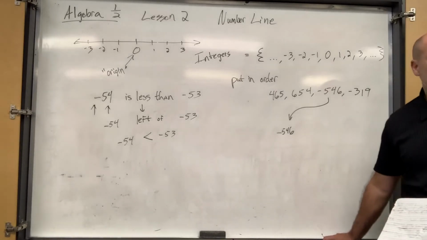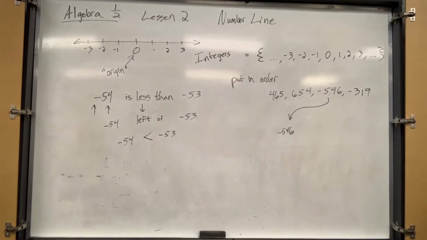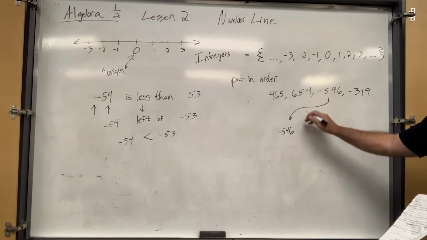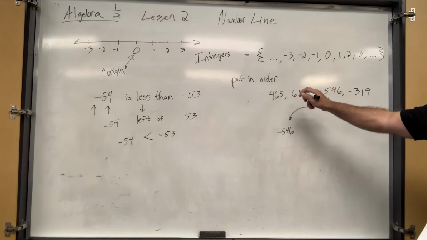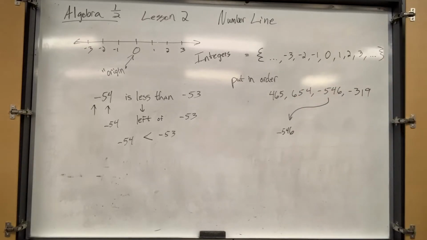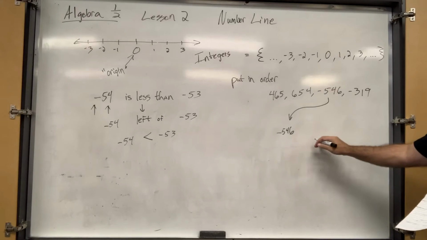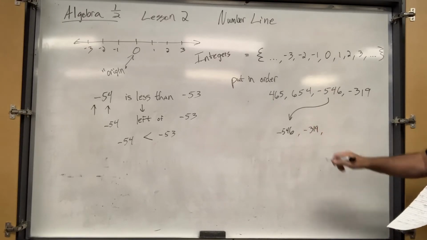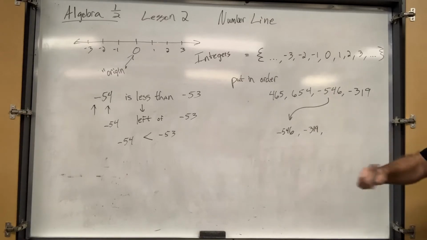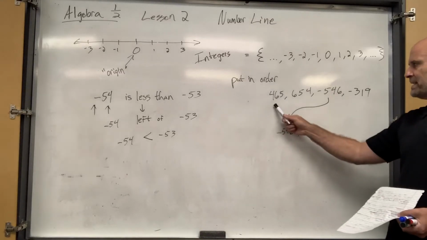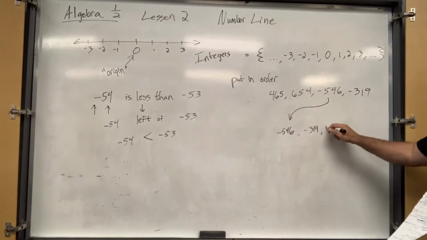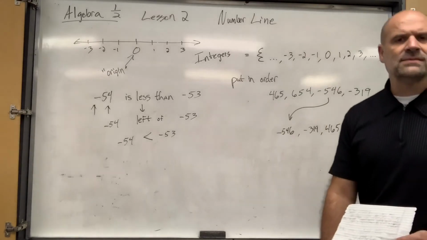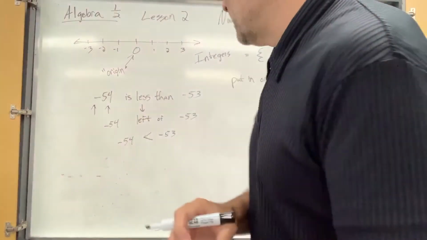So, what comes after negative 546? Xavier? 546 is not the smallest. 654 is. Well, if that was negative, it would be. Oh, sorry, positive. Yeah, good point though. So what comes next, Austin? Negative 319. Okay, then what? 465. And then you kind of go backwards, right? This was going backwards, but now this is the next biggest. 465 and then 654. Does that make sense?